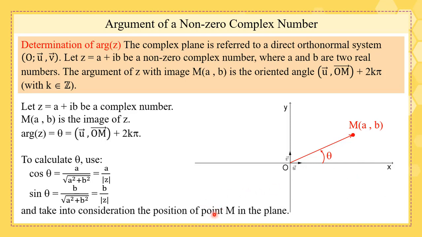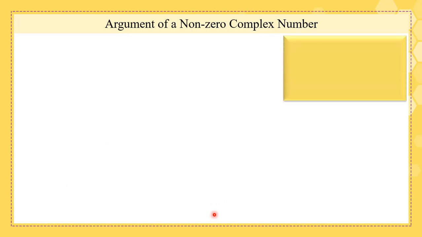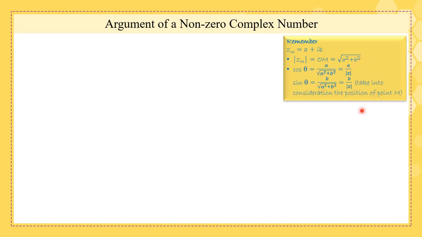We're going to see the meaning of this statement now. So this is what you have to remember. The modulus of z is the square root of a squared plus b squared. And to calculate theta, you need cosine theta, sine theta, and the position of the point.